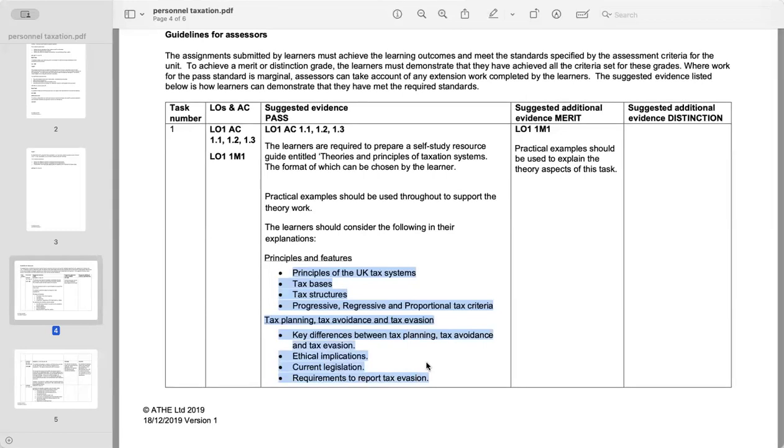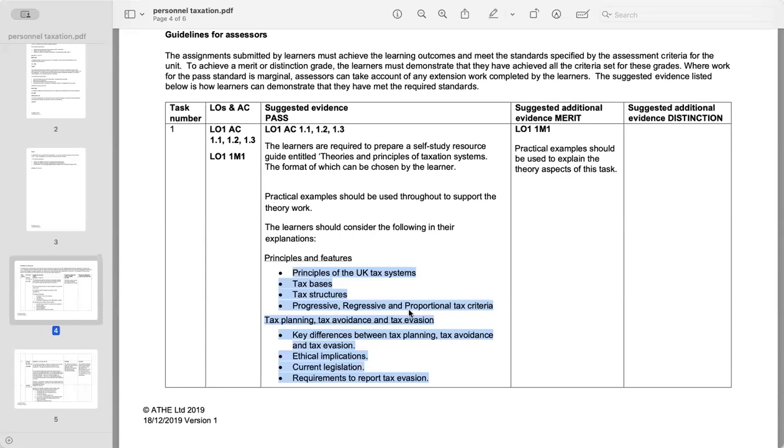This includes various forms of taxes such as income tax, VAT, corporation tax, capital gain tax, and inheritance tax in the UK. Then we discussed progressive, regressive, and proportional tax criteria. Progressive taxation means that tax rates increase as income levels rise, aiming to redistribute wealth and promote social equity.